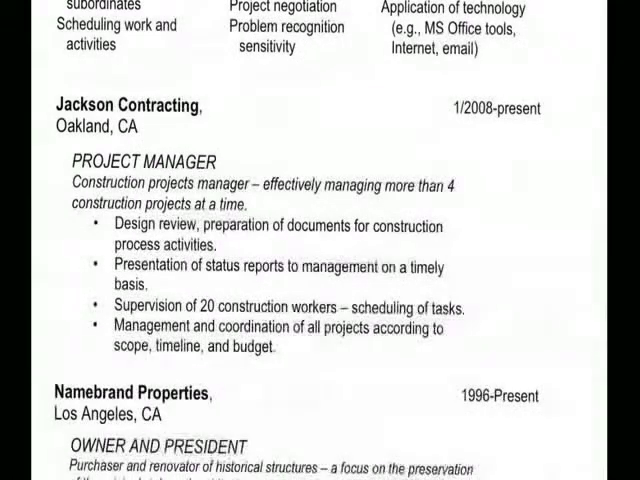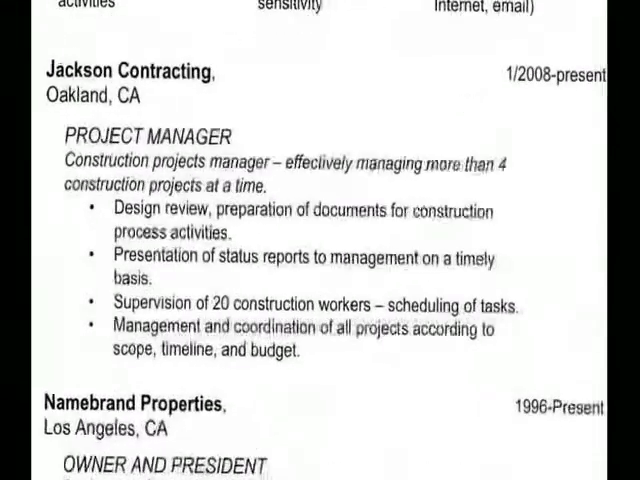And what you see here is the name of the organization in which this individual worked, the location, and the job title. And this particular job title indicates project manager. And you see the listing of types of duties that were required for this project manager.